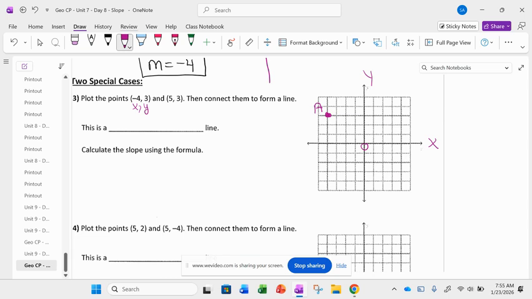Now we want to plot the point 5, 3. Again, x comma y. So you start at 0 and you go 5 on the x. 1, 2, 3, 4, 5. But then up 3 on the y. 1, 2, 3.